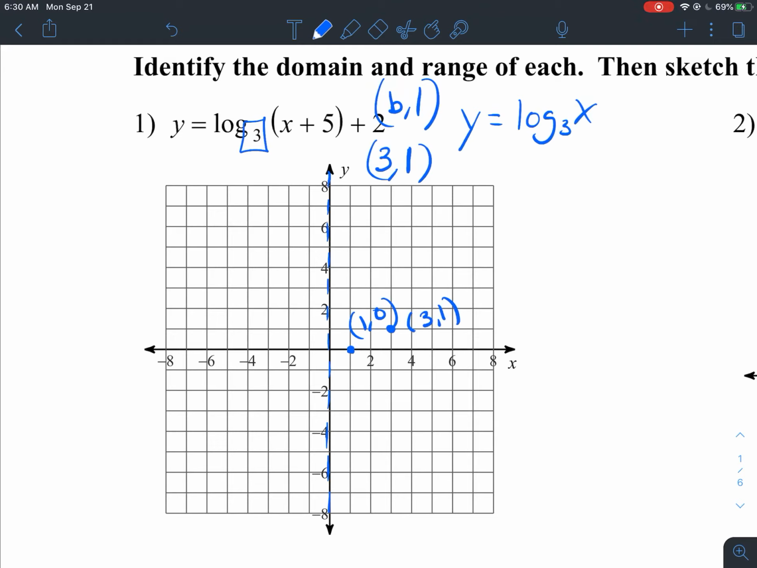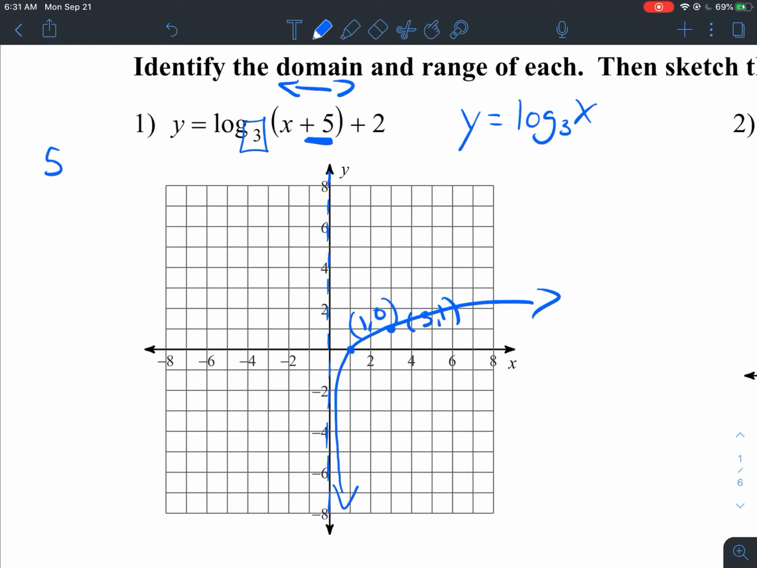So if this graph was not transformed at all, it would look something like this. It would go through those 2 points, and that would be our function. However, this graph is transformed. We have a +5 and we have a +2. So if you recall, when we have a +5 on the inside, that has to go with horizontal, right? Our horizontal shift. So that tells us that we're going to go 5 left.